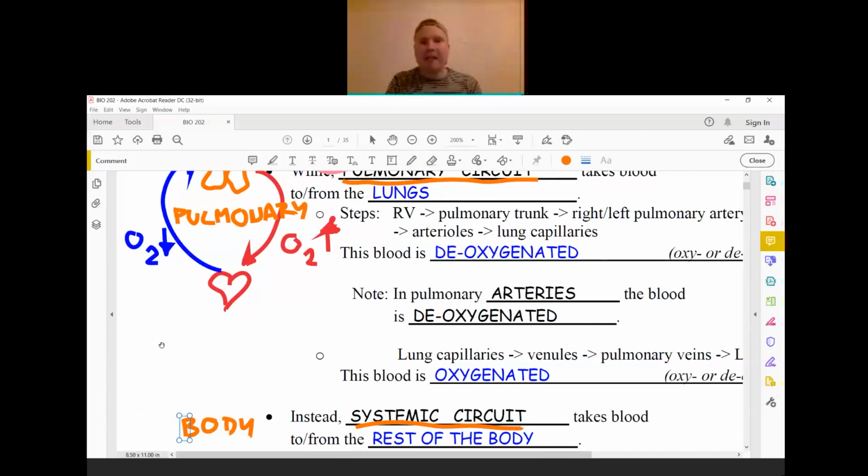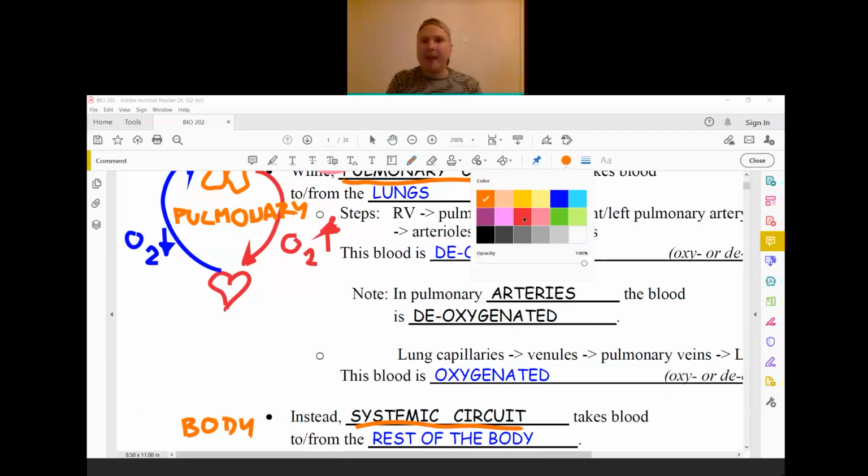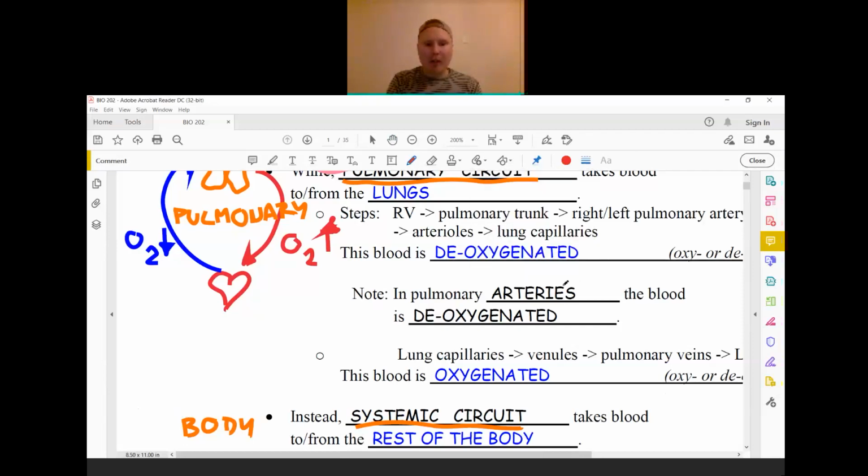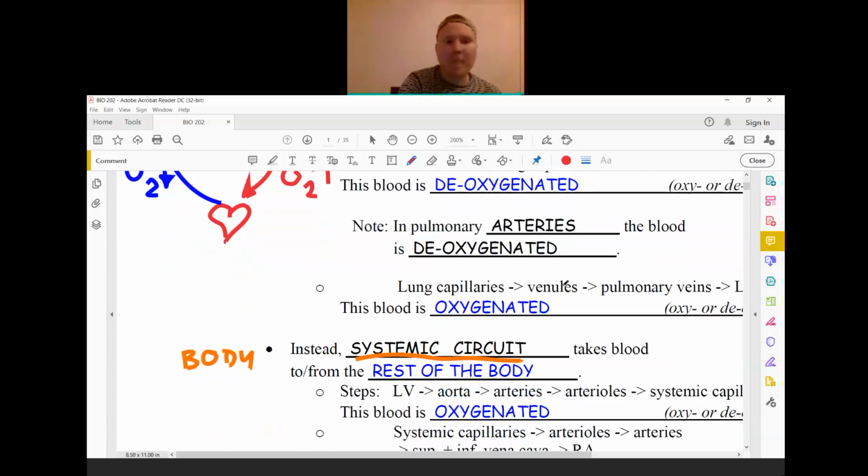And now, since this blood has just come back from the lungs to the heart, it is rich in oxygen. So it's going to be oxygenated blood. Again, you remember, a lot of oxygen here.